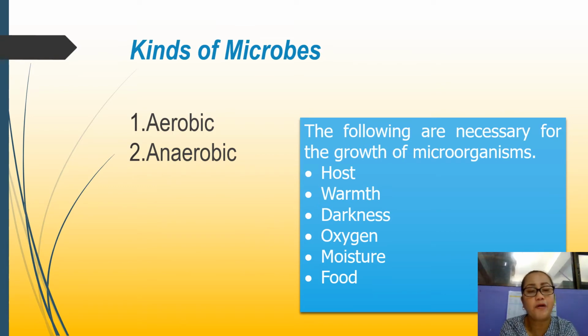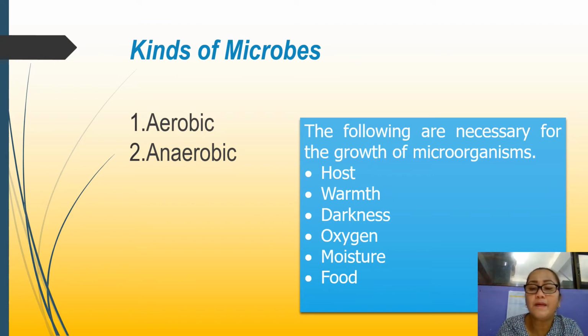So, class, we have the types and kinds of microorganisms. We have your aerobic, from the word aero means air, and anaerobic microorganisms. Aerobic means microorganisms that need air in order to multiply, while your anaerobic are microorganisms that don't need air to exist. Okay, the following are necessary for the growth of microorganisms. One is the host, and that is us.